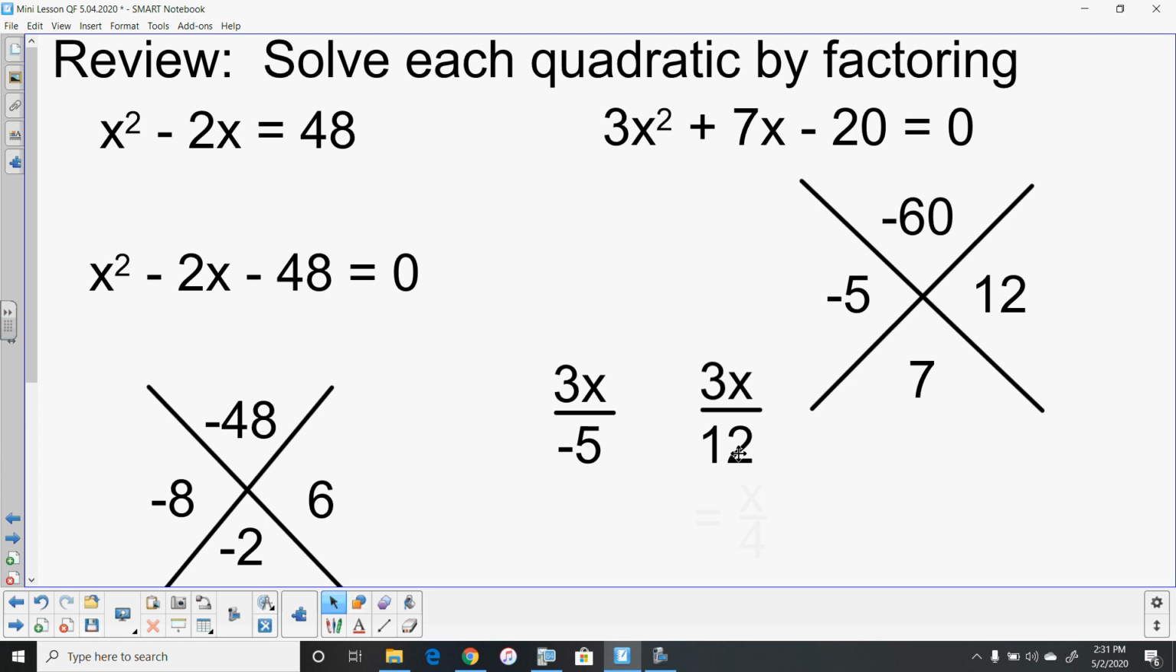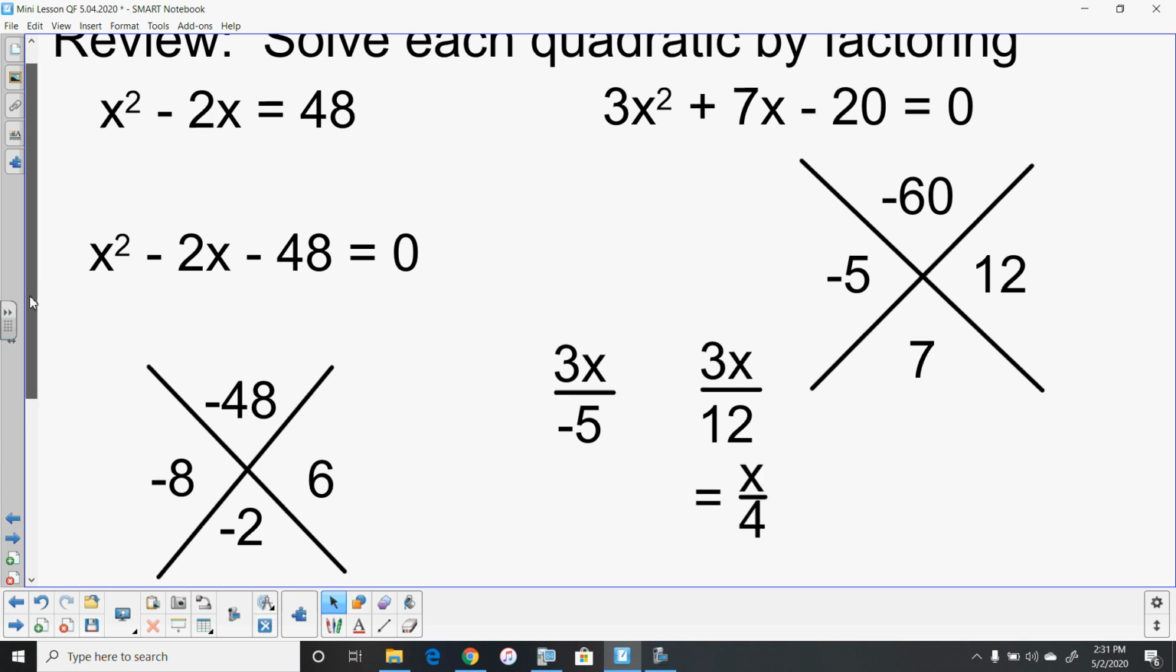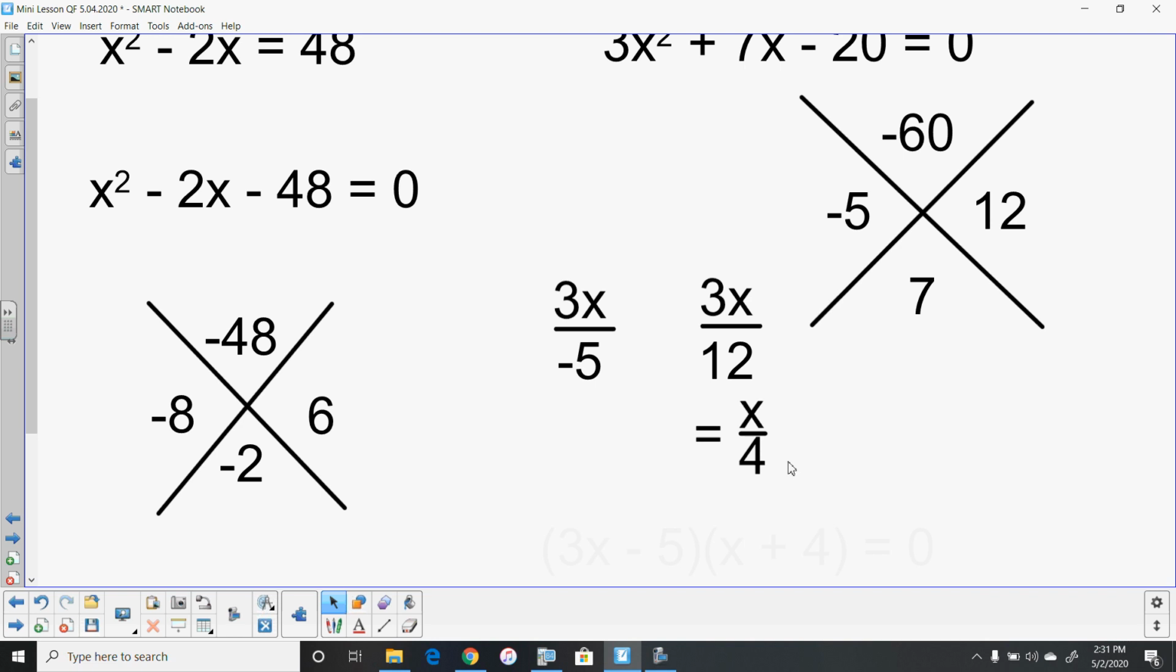If you can simplify the fraction, you have to in order to factor it right. And this one on the right actually gives me 1x over 4. The one on the left doesn't simplify at all. Great, it makes it less work for us. And I just get 3x minus 5 times x plus 4 equals 0.